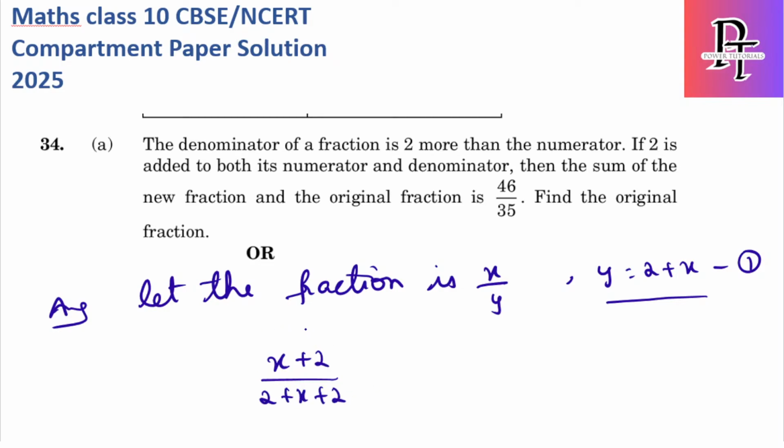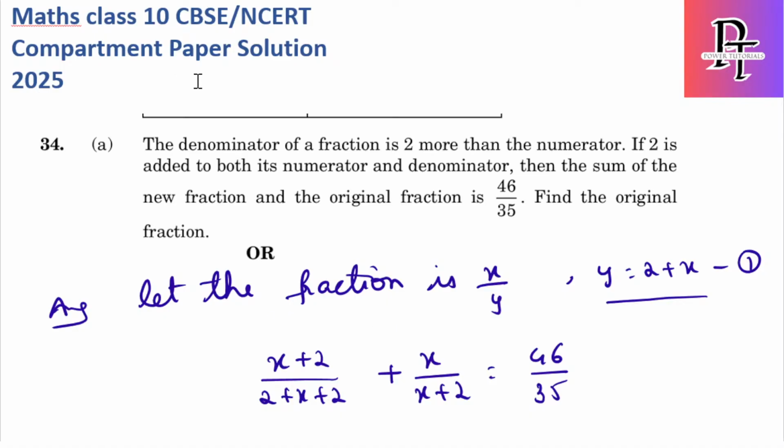This is the new fraction, and the sum of the new fraction and the original fraction is what they are adding, which is equal to 46 by 35. If you write till here, you will get 1 mark. Then by solving this and getting the values, you will get 1 mark for each of the other steps, and the total will be 5 marks. Okay, so let's solve this.